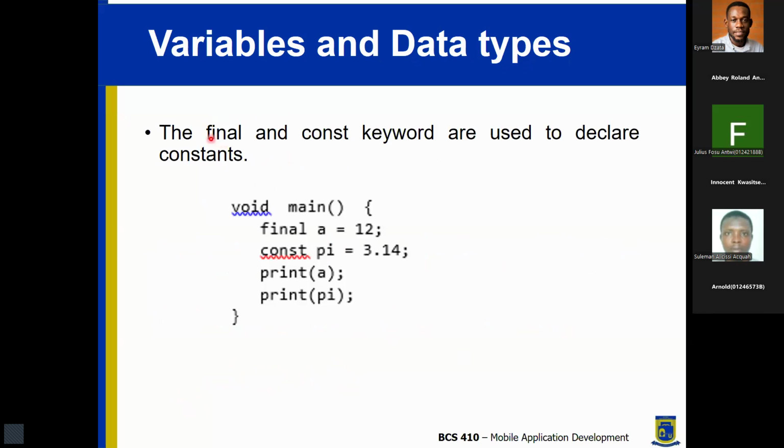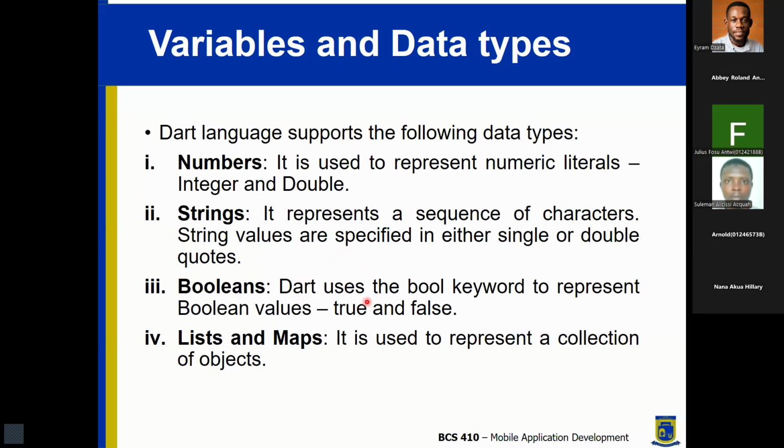Now, still on the variable declaration, or let me say constant declaration, it uses the final and the const keyword to declare constants. So the final keyword, so final A is 12, and then const pi. Pi is a constant value, 3.14. And then you can use the print keyword to just output the value of those variables.